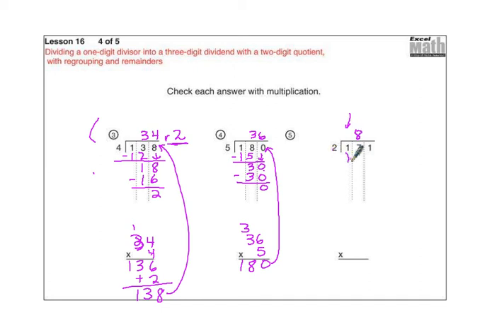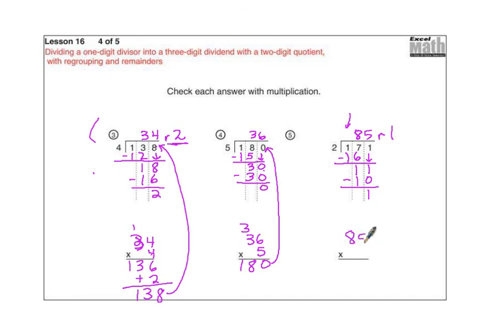8 times 2 is 16. 17 minus 16 is 1. Bring down the 1. 2 goes into 11 5 times, right? So we have 5 times 2, which is 10. 11 minus 10 is 1. That means I have a remainder because there's no numbers left to bring down.